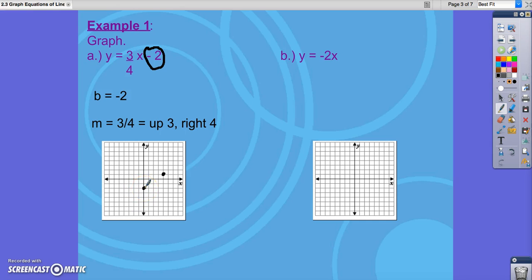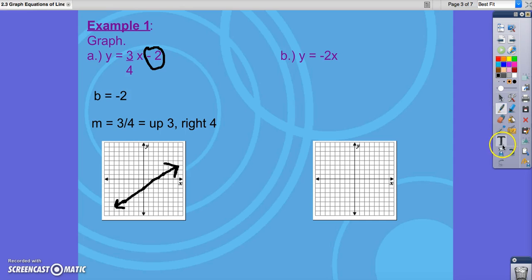Sometimes I like to go back. I like my line to cut through all the axes, so I like to go back to the original point and do the opposite. So if I went up 3, right 4, I would go down 3, left 1, 2, 3, 4. Does that make sense? So down 3, left 4, because we're doing the opposite. And then the last step: connect your points.